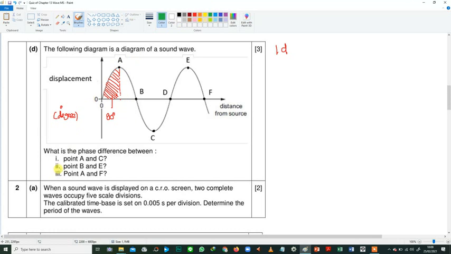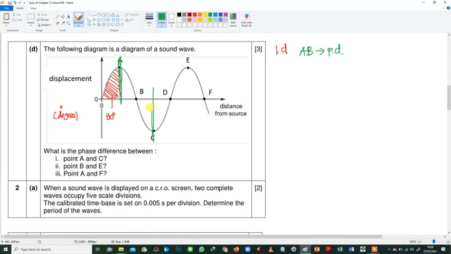I'm gonna use the green one for the points A and B. So for AB, let's see the phase difference. I'm gonna write just PD for the phase difference. So A and C. So this is the beginning.